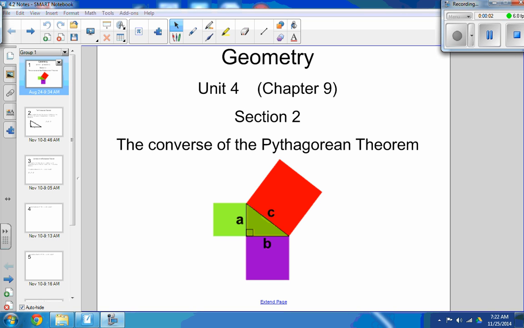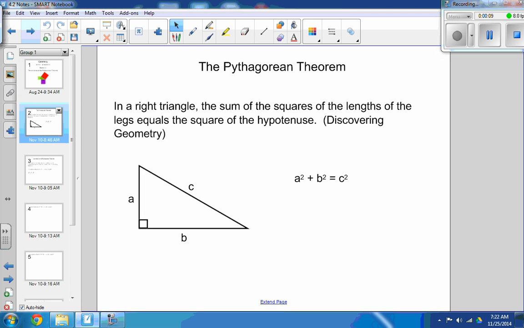Geometry, Unit 4, which is Chapter 9 from the book. Section 2, the converse of the Pythagorean theorem. The Pythagorean theorem: in a right triangle, the sum of the squares of the lengths of the legs equals the square of the hypotenuse. So a squared plus b squared equals c squared. This is what we talked about in the previous section.